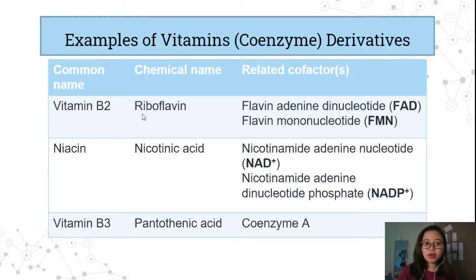So, bila diperlukan, riboflavin boleh diubah menjadi flavin adenine dinucleotide, which is FAD, or flavin mononucleotide, which is FMN. For the vitamin niacin, its chemical name is nicotinic acid, and nicotinic acid is a precursor to nicotinamide adenine nucleotide, which is NAD+, or nicotinamide adenine dinucleotide phosphate, which is NADP+.